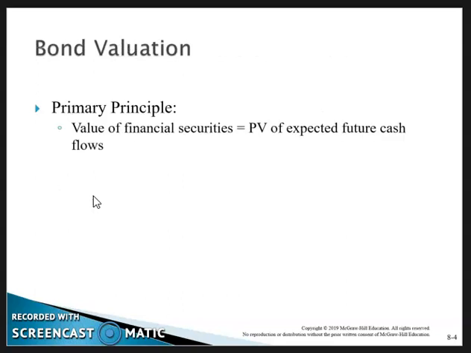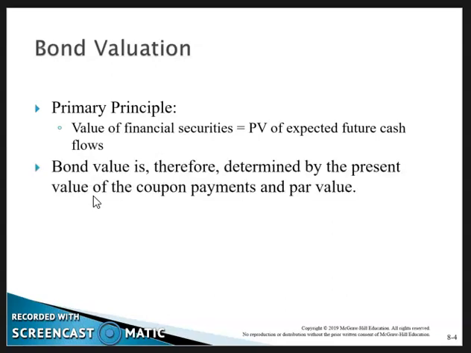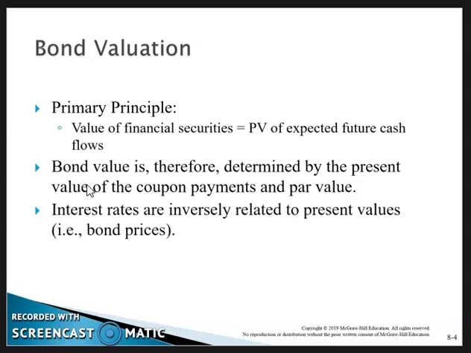Bond valuation. The primary principle of the value of any security is the present value of the expected future cash flows. Bond value then is determined by the present value of all the future coupon payments plus the return on the par value. Remember, par, maturity value, principal, face value all refer to the same thing. So interest rates or yield are inversely related to present values. So the higher the yield, the lower the price.